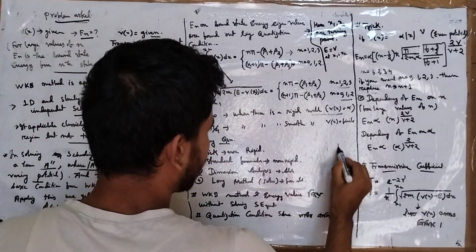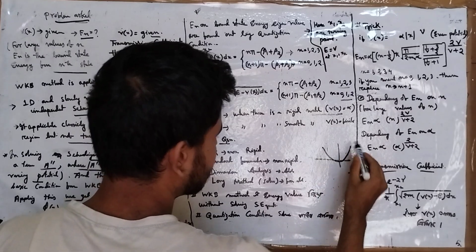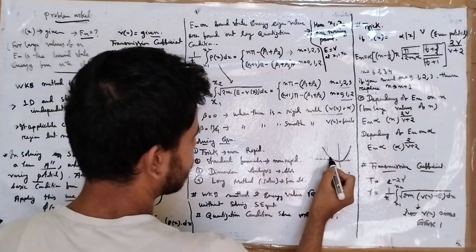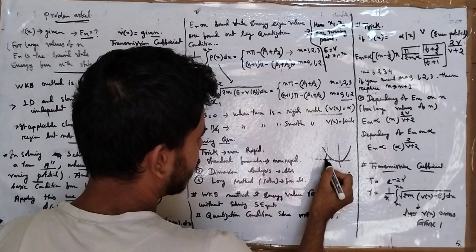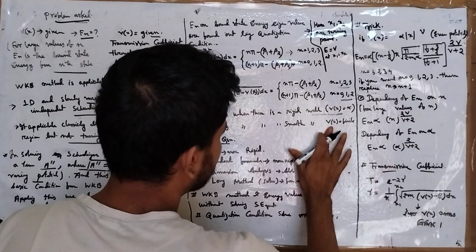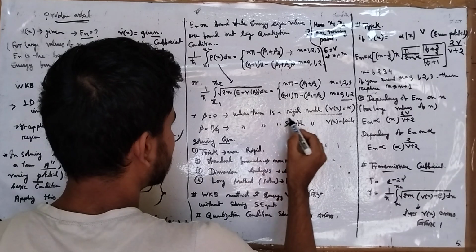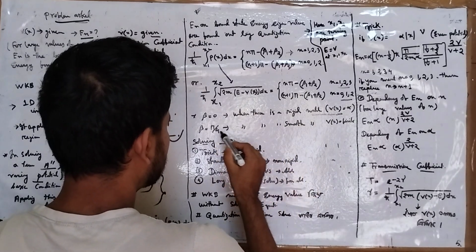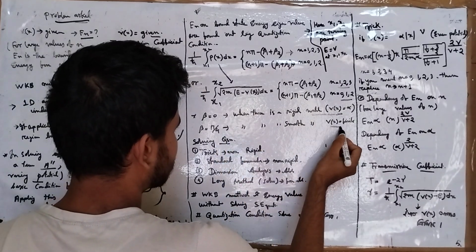This is residual, and non-residual means like a simple harmonic oscillator, where the wall is not rigid. At this point the potential is not infinite at the certain point, that's why it's called non-residual. So for residual, beta equals 0, and beta equals pi by 4 when there is a smooth wall, Vx equal to finite.